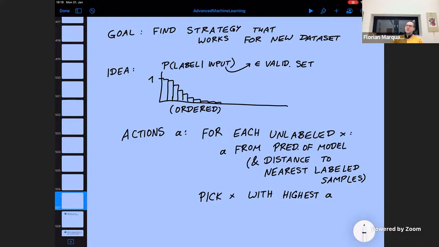But it doesn't seem to be the most efficient thing, because maybe these are all very close by samples that have much in common, and maybe it's just a waste of resources to query for all of their labels. Maybe if you already know that you pick the first one, you want to pick the second one, which is relatively far apart. So these are considerations that must enter. So it's actually not entirely straightforward to work on batches.